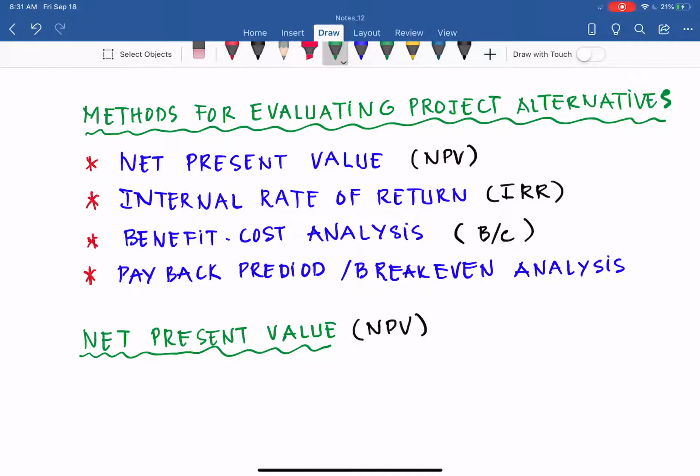From the four methods for financially evaluating project alternatives that I presented in the first lesson videos today, including net present value, we call it NPV, internal rate of return, IRR, benefit cost analysis, BC, or payback period or break-even analysis. Today's lesson, we focus on the first method, which is net present value, NPV.